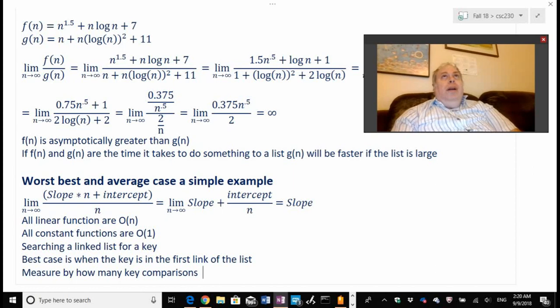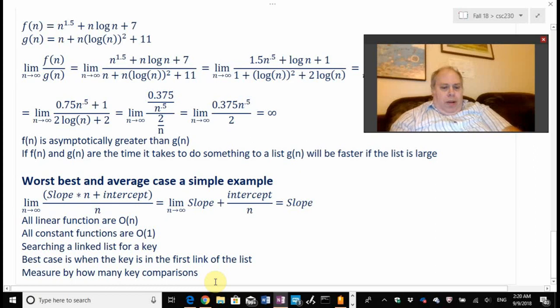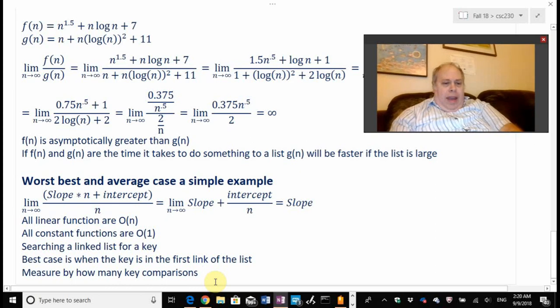Now, why can we get away with this? Because multiplying a constant by a constant still is O of 1. Multiplying a linear by a constant doesn't change it being linear. So, if our computer gets twice as fast, it doesn't change the O notation. If our algorithm for comparing takes a bit longer, it doesn't change the O notation.